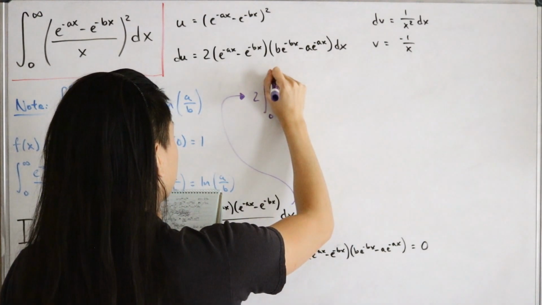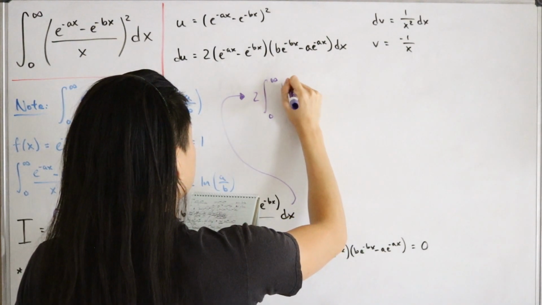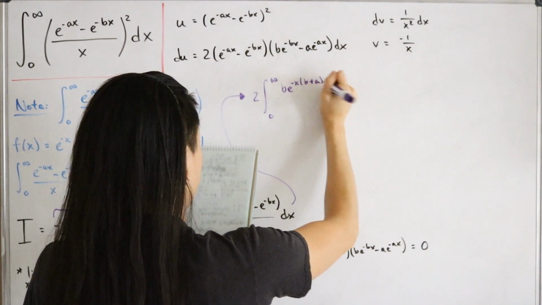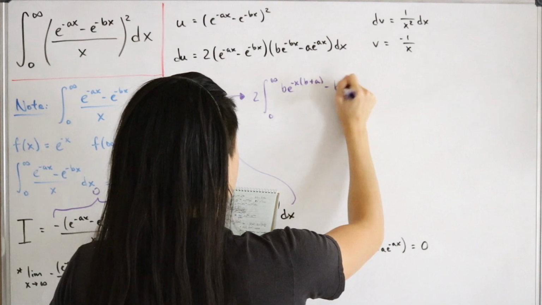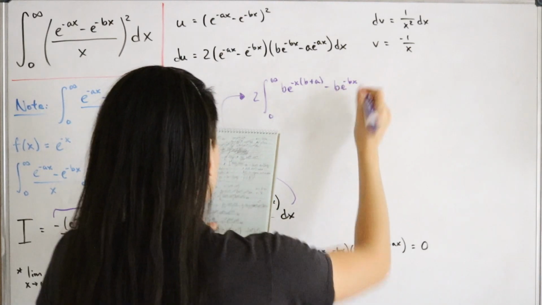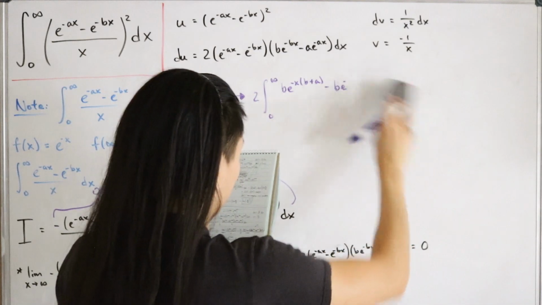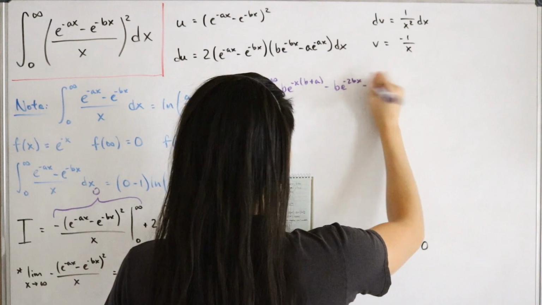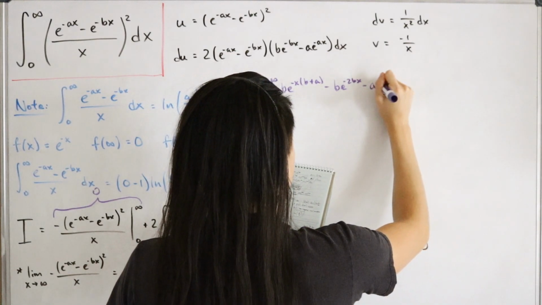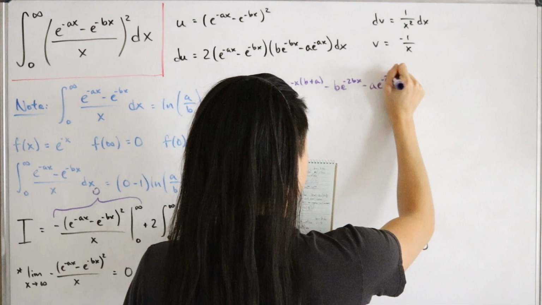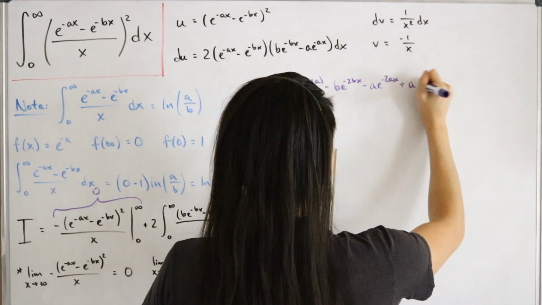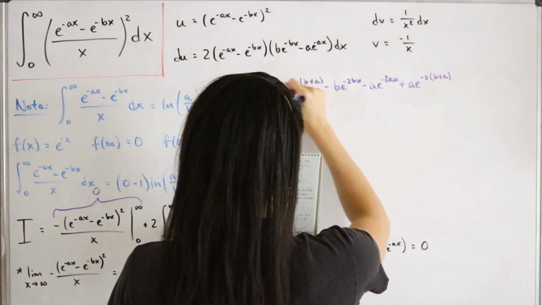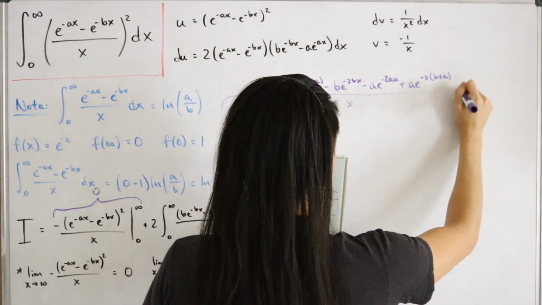So this is going to be the integral from 0 to infinity. What we have now is b times e to the negative x times the quantity b plus a. Then next I have negative b times e to the negative bx. Actually, it's twice that quantity, so negative 2bx. And then, continuing forward, I have a times e to the power negative 2ax, and then add this with a times e to the negative x multiplied by b plus a, and all this being divided by x, and then dx.